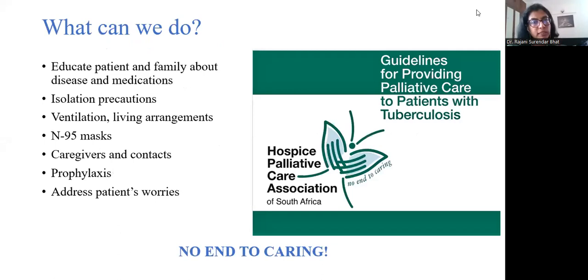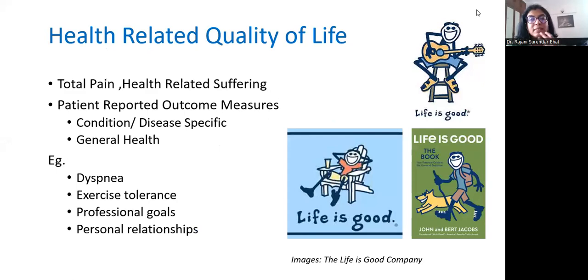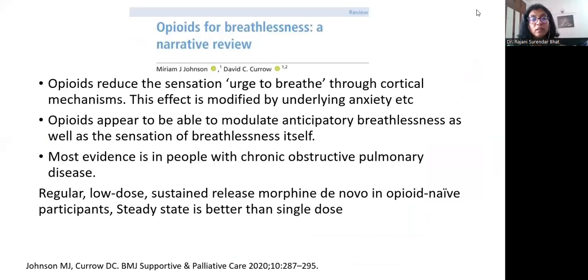So it's important that we address the health-related quality of life. Decide what is important to the patient and what are their goals in all these symptoms, and try to help them achieve as many of their goals for health-related quality of life. Have to get over opioid phobia. Opioids reduce that air hunger, and they also help to reduce that anticipatory breathlessness and that feeling of panic.